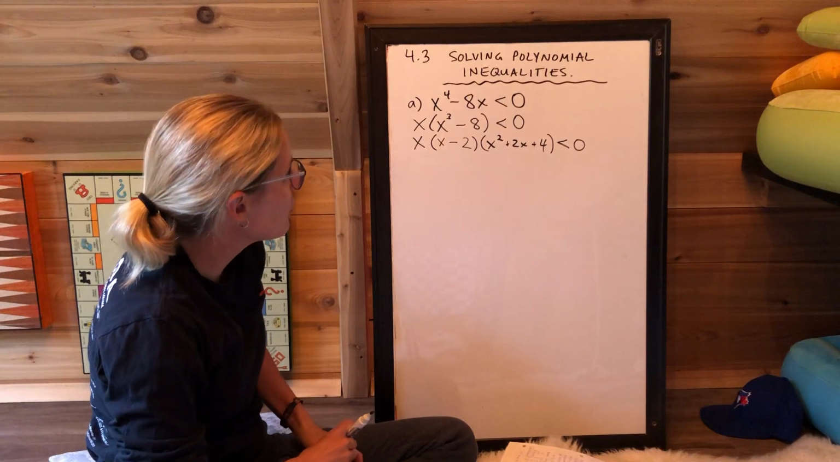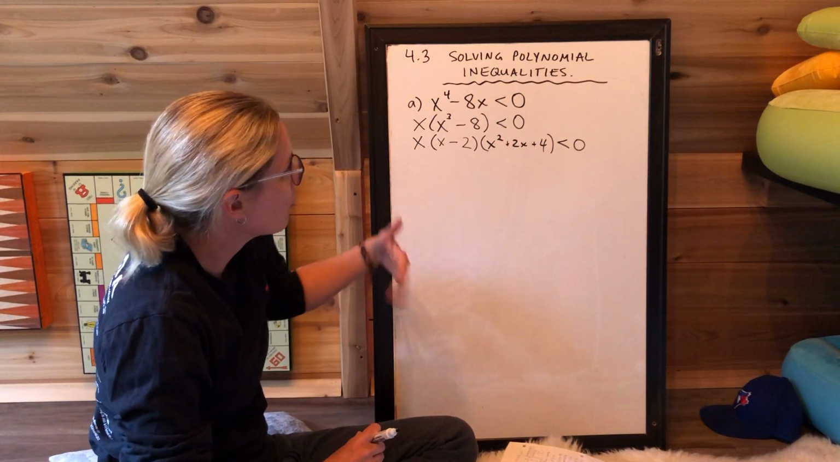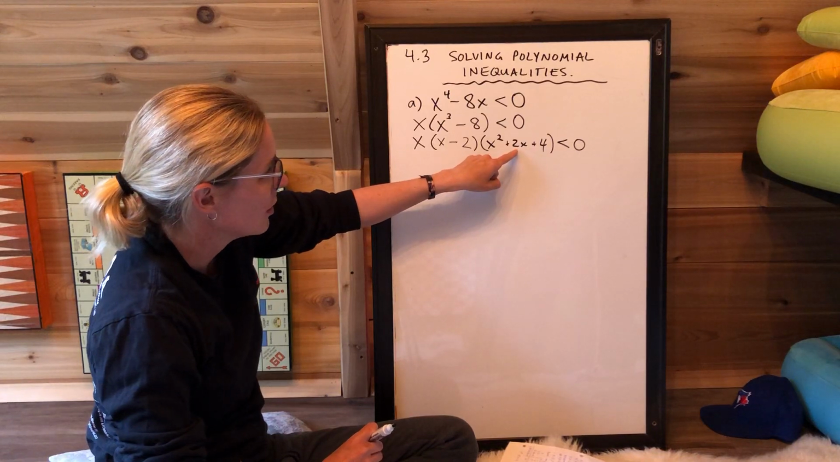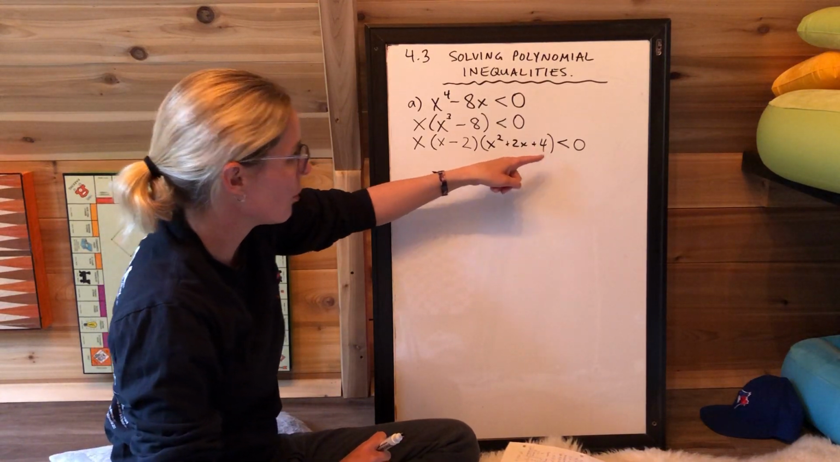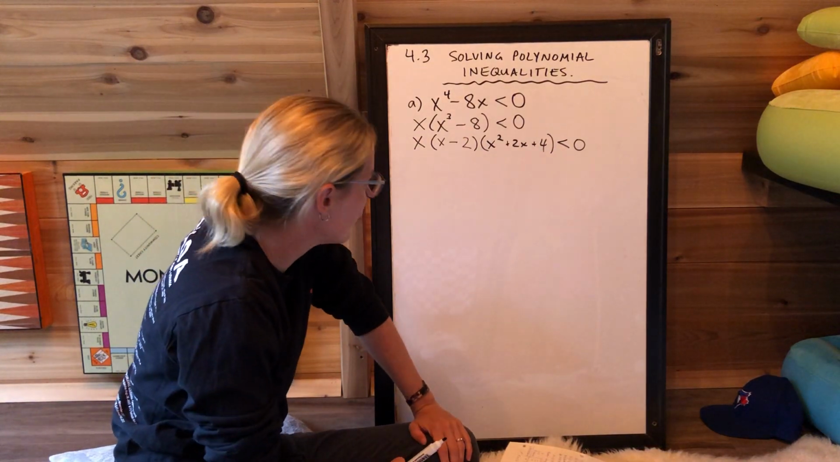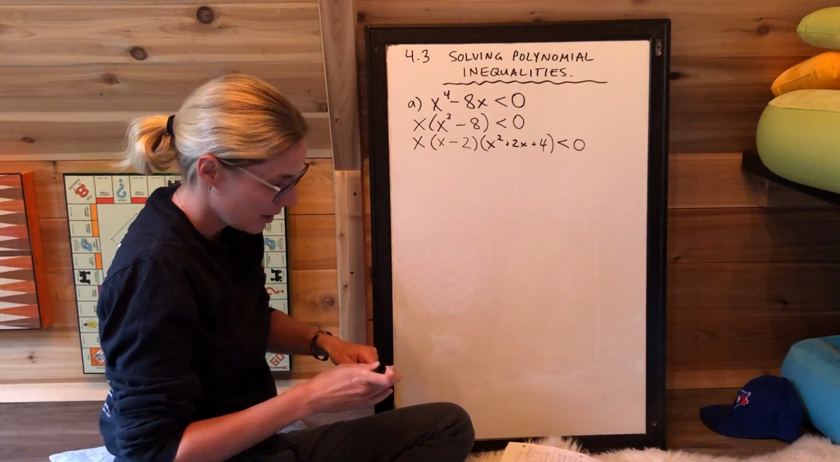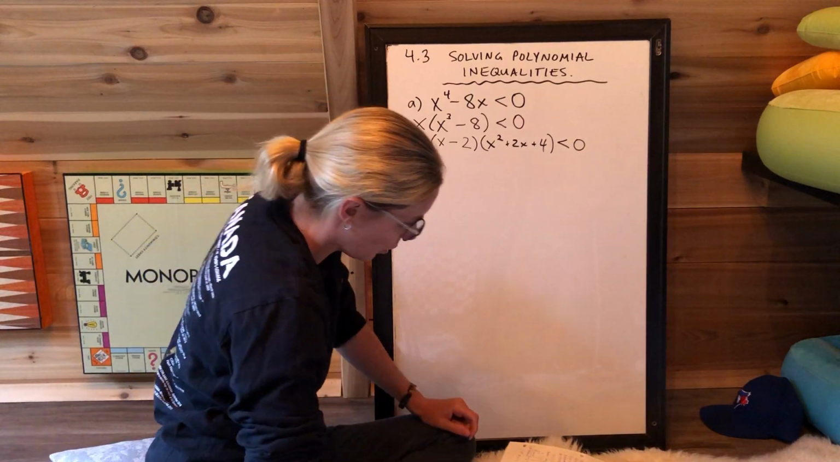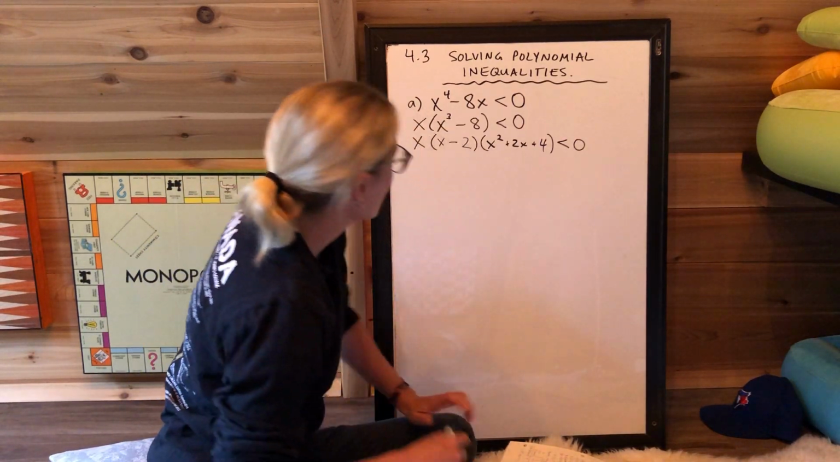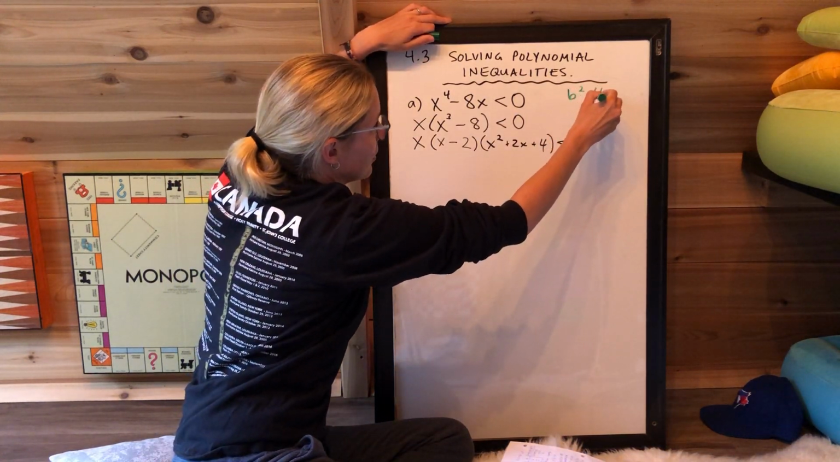So when you get this, this is now in factored form, and you say, well, can I factor this one? Can I find 2 numbers that multiply to 4 and add to 2? Definitely not. Should I try the quadratic formula on this? You can, but if you just think for a moment about what that's going to mean, look at the discriminant.